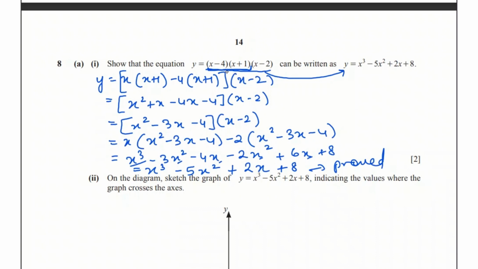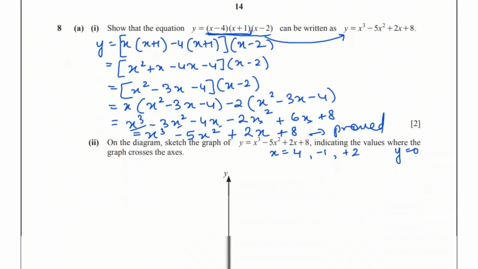We have the factors over here, so from this we get to know that x is 4, x is minus 1, and x is plus 2, right? These are the factors when y is equal to 0. So when y is equal to 0, either x will be 4 or x will be minus 1 or x will be plus 2.